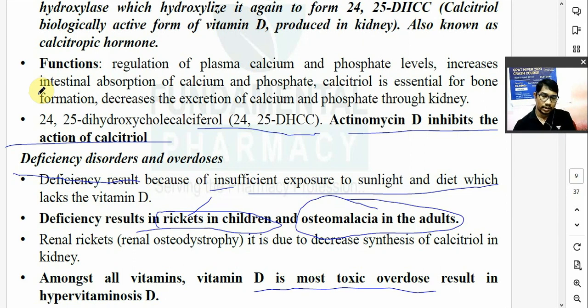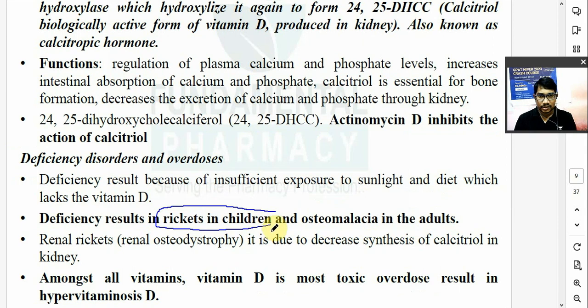Are you getting my voice properly or not? Okay. So ये इसके ऊपर क्वेश्चन आ चुका है. Rickets in the children. Deficiency of vitamin D in the children results in rickets. Deficiency of vitamin D in the adults results in osteomalacia. Now also results in the renal rickets, known as the renal osteodystrophy. It is due to the decreased synthesis of calcitriol in the kidney. Amongst all, vitamin D is the most toxic vitamin, which results in hypervitaminosis D.